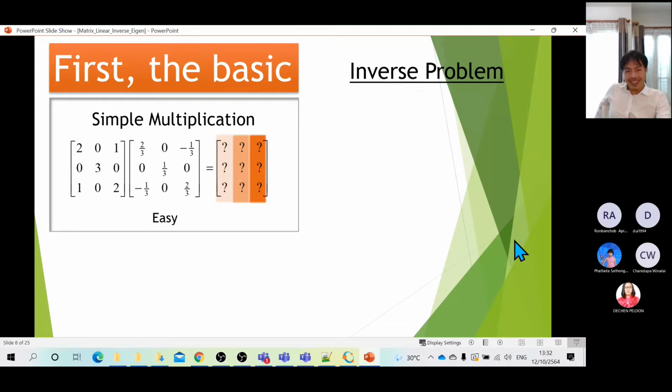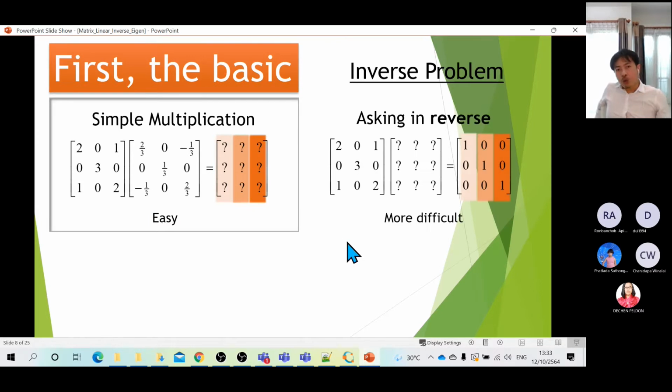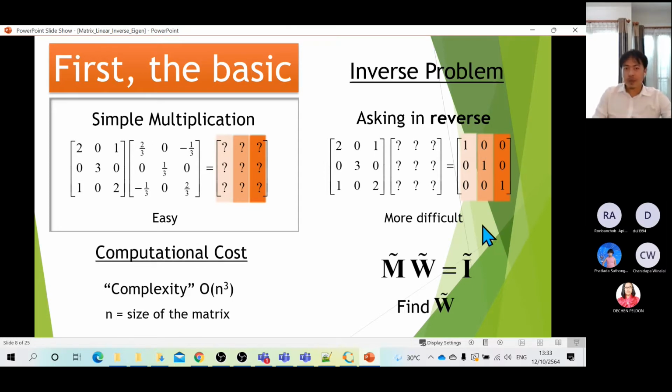Okay, the next one of the basics is what we call the inverse. Suppose we have this bunch of matrices. We have a 3 by 3, and then another one here. You want to know the result of this product. That's an easy question. But suppose we do a reverse question here. We have instead the answer on the right, and we ask in reverse what that matrix would be. That is more difficult. We call that question an inverse problem. Okay, you want to find W. What is W instead, so that the right-hand side is 1, 1, 1, and 0?